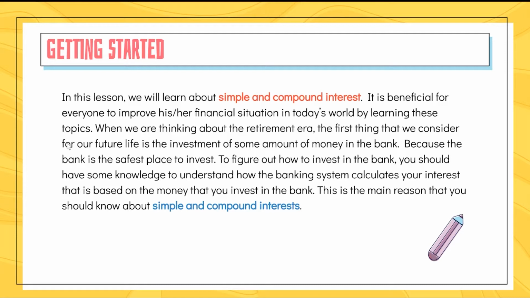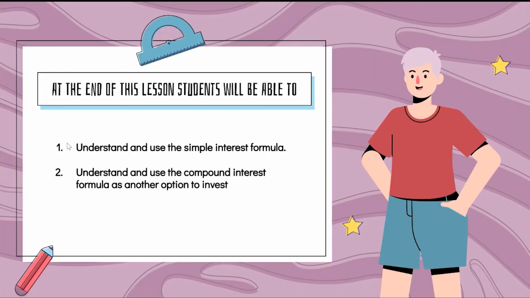To figure out how to invest in the bank, you should have some knowledge to understand how the banking system calculates your investment, which is based on the money that you invest in the bank. This is the main reason that you should know about simple and compound interest. It is short and simple, not so hard or difficult to understand. It uses the simple interest formula, and this isn't the end of the lesson. There is some homework to help you understand better.